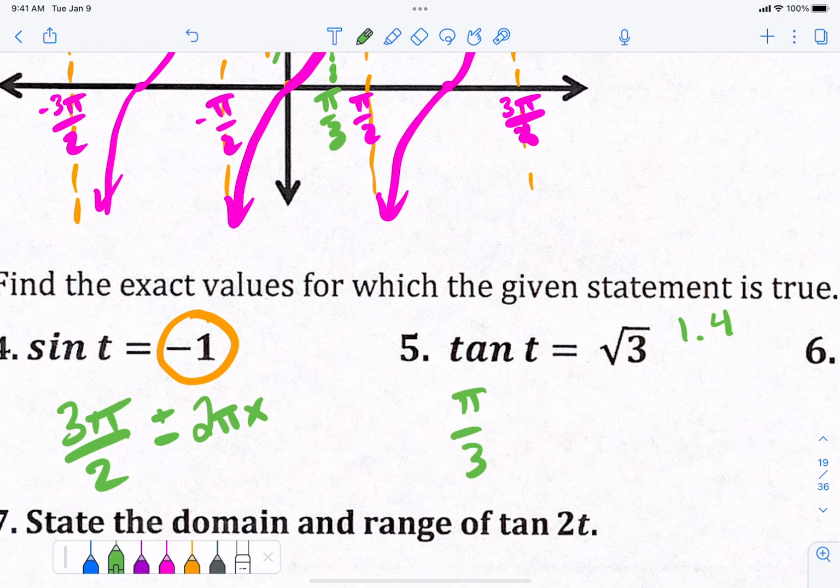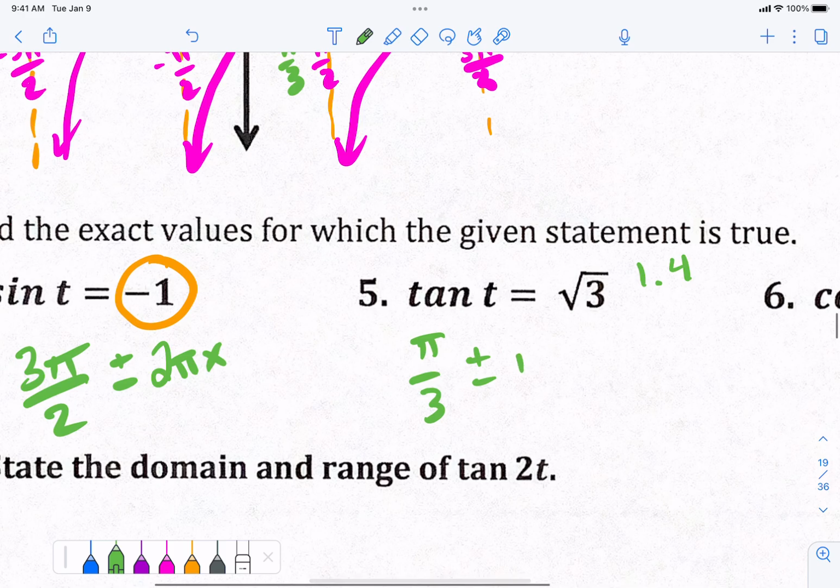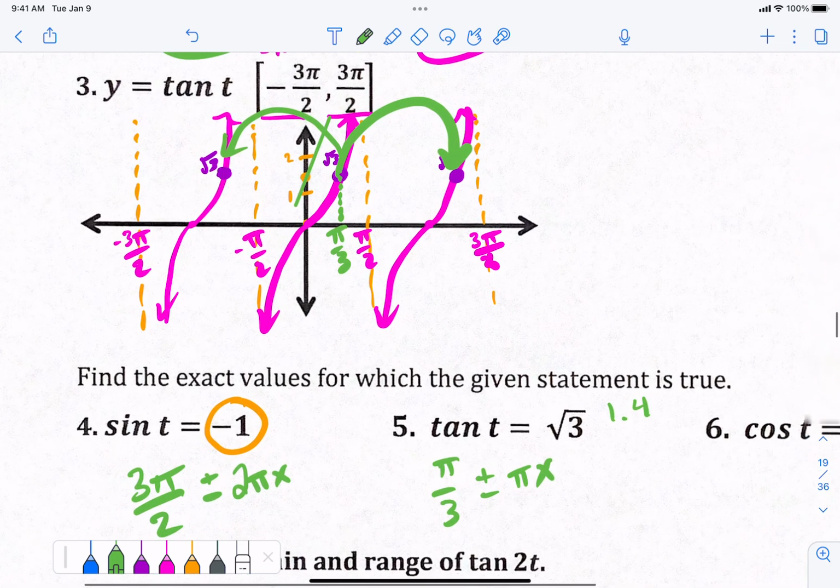Pi over 3. And plus or minus how far later will he touch again? Pi. Why pi and not 2 pi? Because tangent's period is pi, not 2 pi, right? So before or after that, it would just be plus and minus pi k, or whatever variable you want to use. Does that make sense? Pi over 3 is where he's touching at the square root of 3. You can see that in your unit circle.